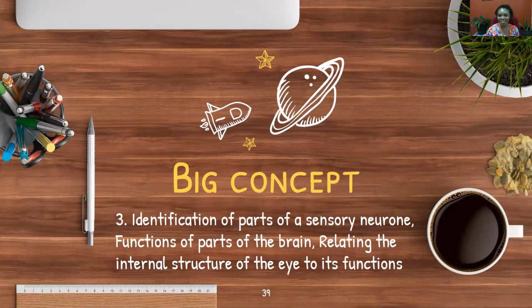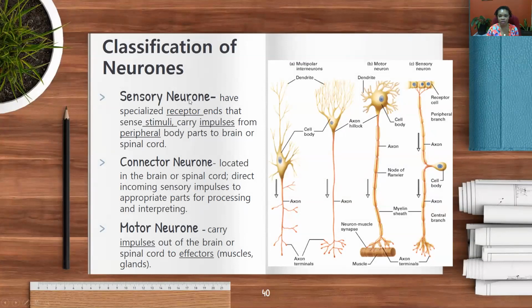Big concept number 3: identification of parts of a sensory neuron, functions of parts of the brain, and relating the internal structures of the eye. Classification of neurons. Sensory neurons have specialized receptor ends that sense stimuli and carry impulses from the peripheral body parts to the brain or spinal cord. There are 3 types of neurons here: sensory neuron, connector or relay neuron, and the motor neuron. The connector or relay neuron connects the sensory neuron to the motor neurons, and it's found exclusively in the brain or spinal cord.